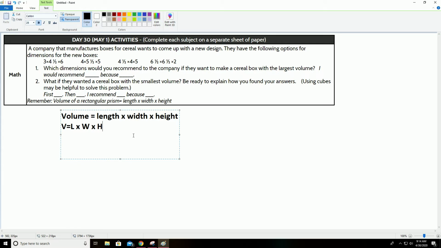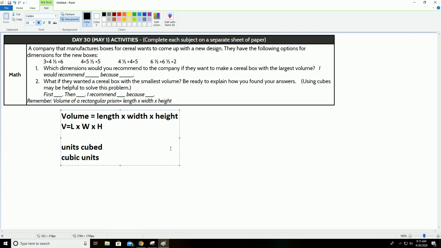Just as Ms. Shaw said in her video, it doesn't matter how you multiply these, because the commutative property tells us that it doesn't matter which order we multiply, we're still going to get the same answer. So when you're finding the volume, it doesn't matter whether you multiply 3 times 4.5 or 3 times 6 first, or if you're multiplying 5.5 times 5 or 5 times 4 first. It doesn't matter, as long as you multiply them all together. And your answer should be represented in units cubed, or cubic units. It's just a different way to say it.